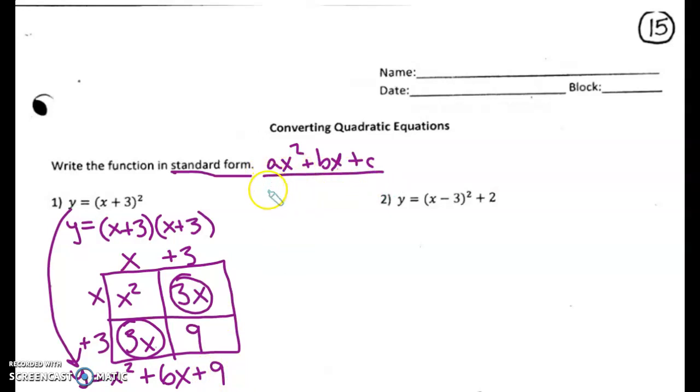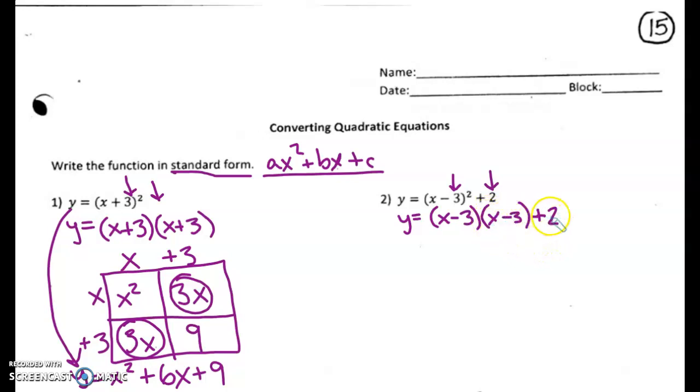Okay, that was pretty easy, but what about number 2? Notice number 1 had an h value, but it did not have a k value. Number 2 has an h value and it has a k value. So what in the world do you do with that? Well, I'll show you. I'm going to rewrite the squared and write it out fully. So x minus 3 times x minus 3. And then I have this plus 2 hanging out in the back.